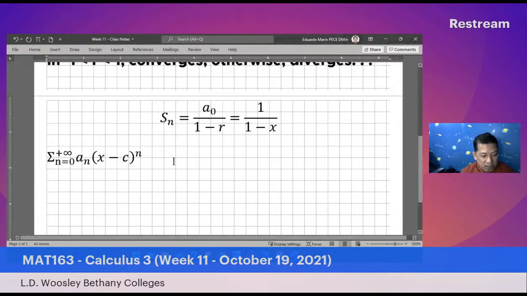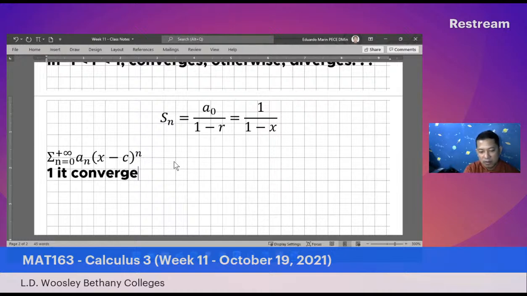Okay, so there are 3 cases here, no? Case number 1, it converges for all values of x. For all x. So all values of x could be a potential convergent, meaning the limit for this particular series, power series.